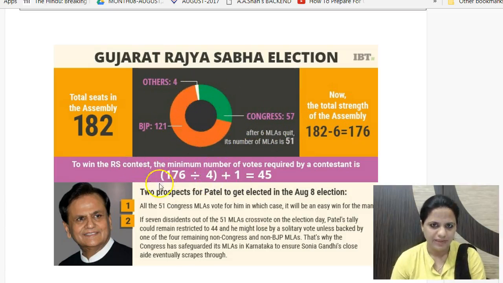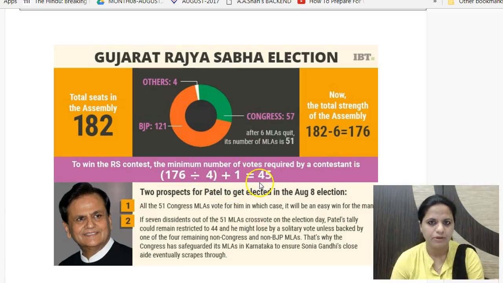And the way the voting will take place, the minimum number of votes which any person would require to win is shown here. You can see, 176, the total strength of the members in the house, divided by 3 plus 1, that is 4, plus 1 more vote, at least 1 more vote. So that total comes to 45.